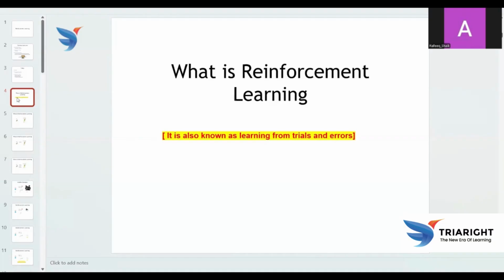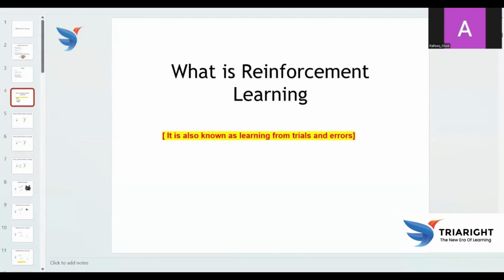We can say the types of reinforcement learning are model-free versus model-based. Model-free means no knowledge of the environment dynamics, for example Q learning and policy gradient. Model-based means learning the transition and reward models and using simulations for planning. So this is about reinforcement learning.